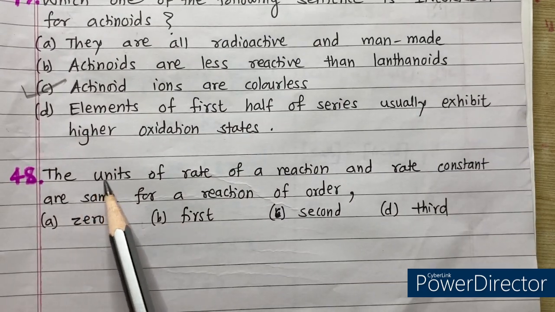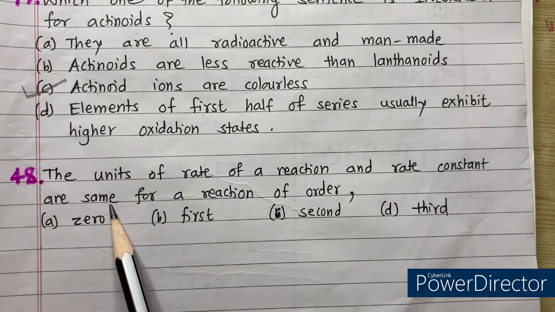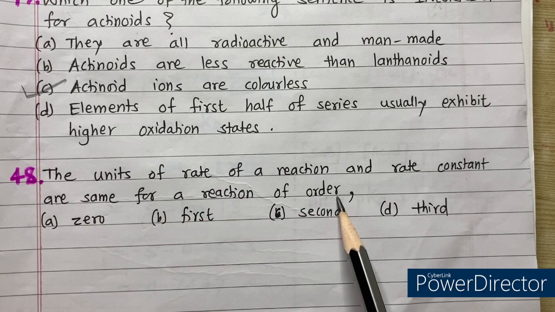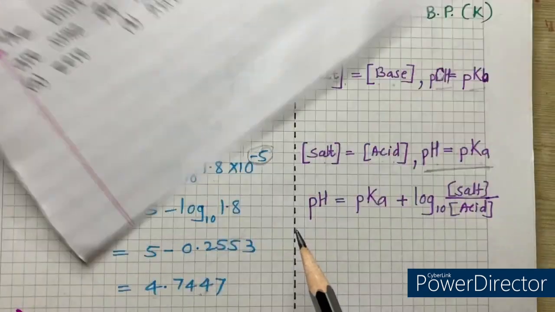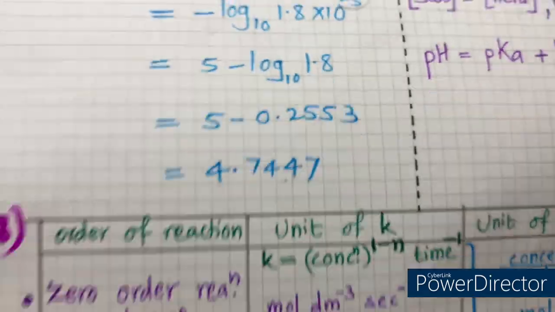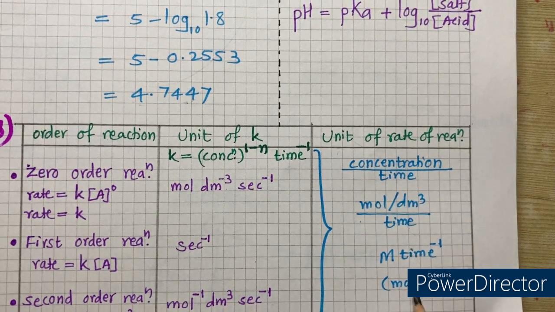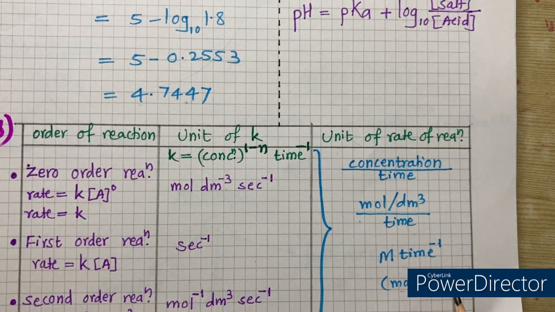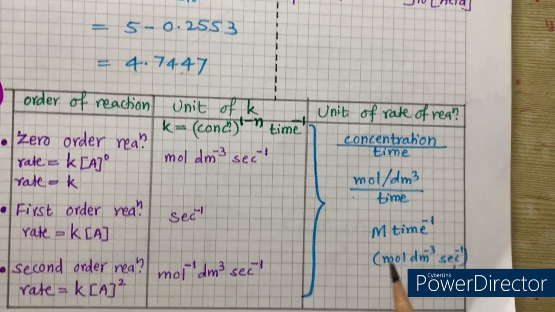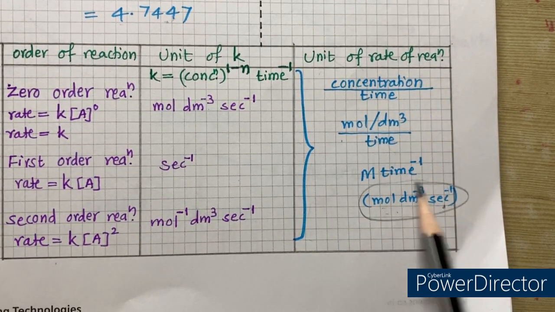Next. The units of rate of reaction and rate constant are the same for a reaction of order. Now, here are some tips. See here. This is the unit of rate of reaction. You know this. This is mole per dm cube per second. For any order of reaction, the unit of rate of reaction is this one.